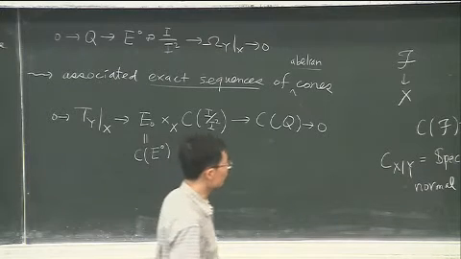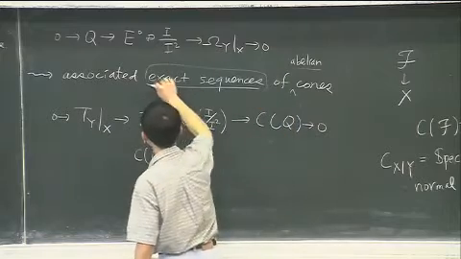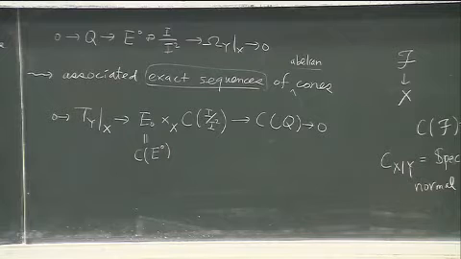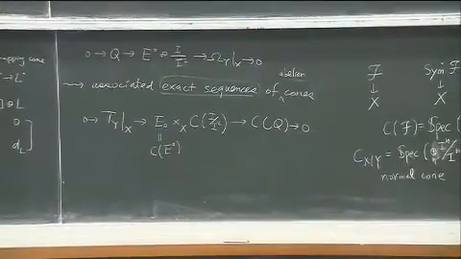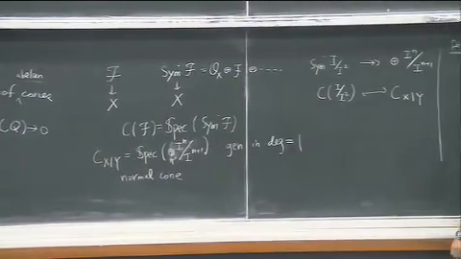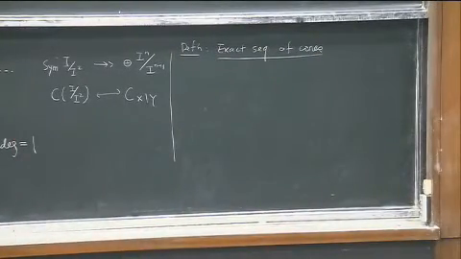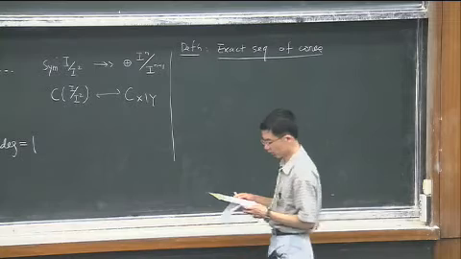So exact sequence of cones means that, usually, my understanding here is that an exact sequence of cones has to come from, in the short exact sequence, it will be a cone, and this guy has to be a vector bundle. So let me give you one definition of exact sequence of cones.